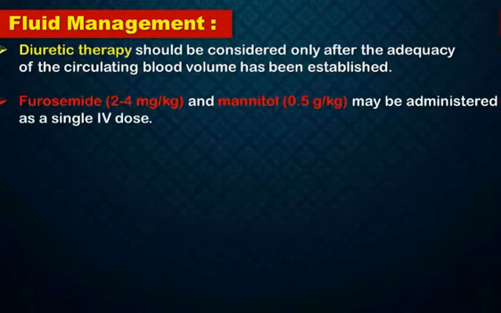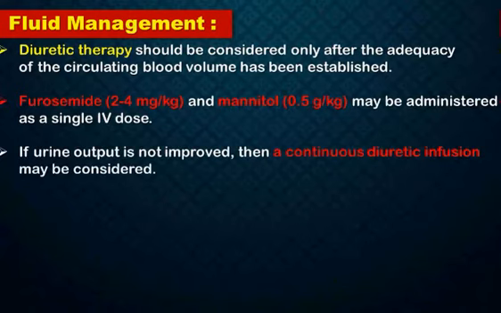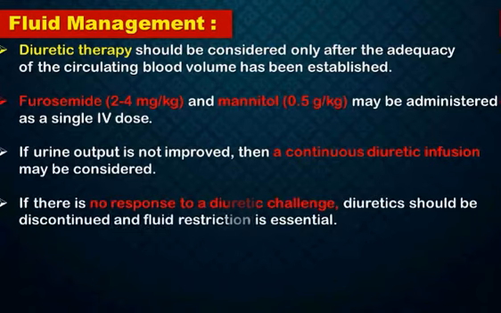The diuretic is furosemide or mannitol as a single IV dose. Then wait for the result. If there is no improvement in urine output, you can put on a continuous infusion. If there is no response to the diuretic challenge, and this is a challenge, why? Because this is important in the management and important in diagnosis. Diuretics should be discontinued, and fluid restriction is essential.